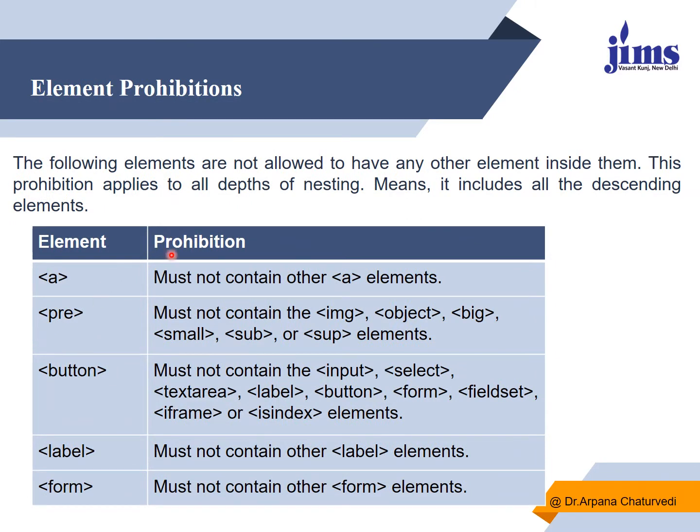These are the elements which are not allowed to be used inside them, like you cannot nest them. These are prohibited, like anchor. It must not contain another anchor element. Within pre you cannot have image, object, big, small, super or subscript element. Within button you cannot have input, select, text area, label, button, form, field set, iframe and isindex. Label must not contain another label inside it, and a form tag also must not have another form element or tag inside.